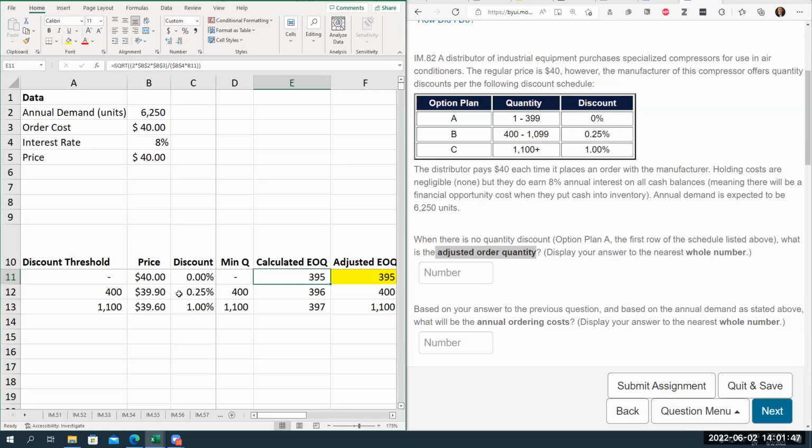You got it. 2 times demand times the ordering cost divided by the holding cost, or the interest rate times the cost. Remember how there's two? If I go back to these formulas real quick, there's two ways to do the EOQ.